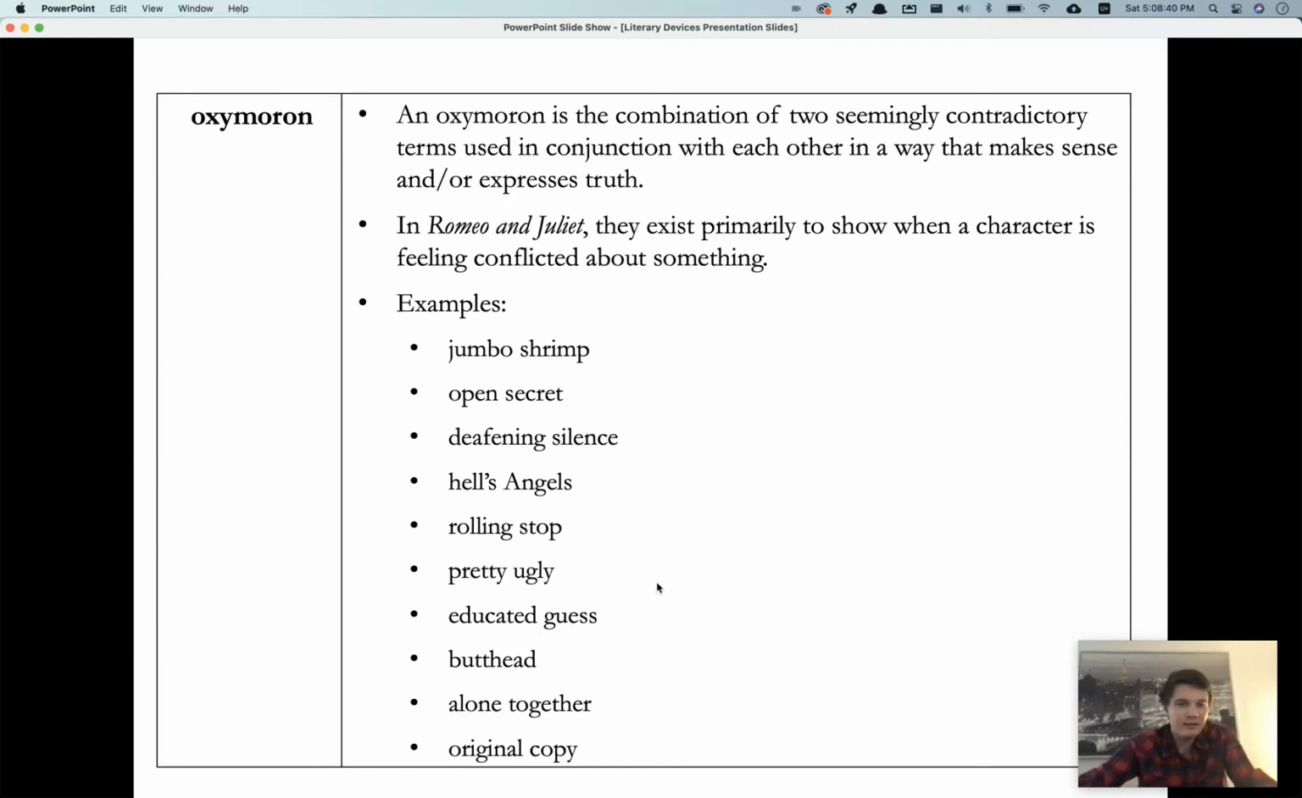Let's see here. Alone together. This is something like two friends or siblings who are studying together. You can be in the same room, but you're doing your own thing. You've got your headphones in. You're paying attention to your own thing. Like you're not actually working together. That would be like alone together or together alone. All right.